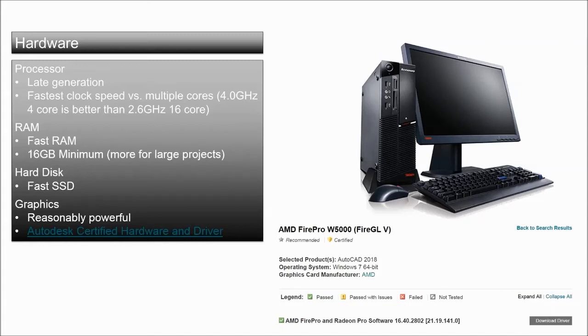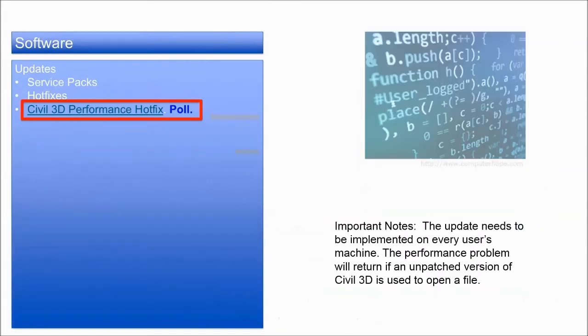In this case, this particular one is recommended and certified for use with AutoCAD 2018. Now, Civil 3D is an AutoCAD product, so really as long as you get a graphics card that you can find that is recommended especially and certified, you should be good to go. Your bottleneck will likely not be a graphics problem. And that's hardware.